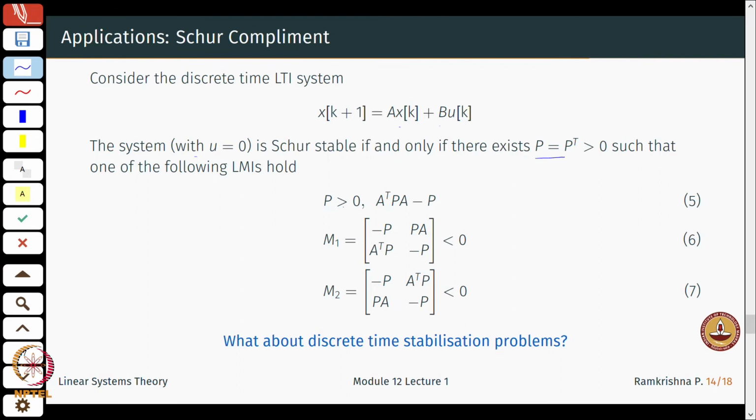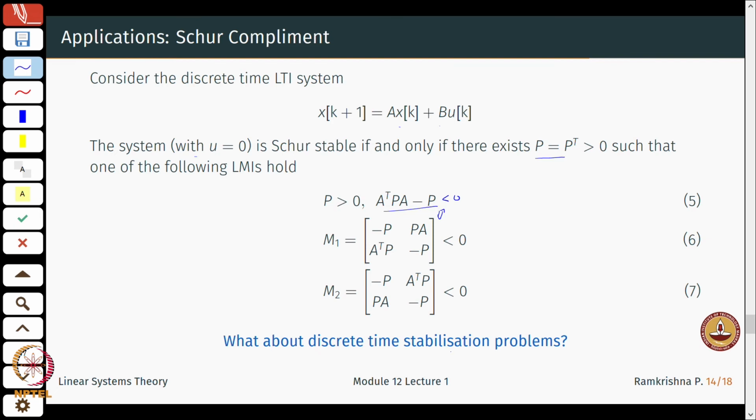So, P is greater than 0, A transpose P A minus P should be less than 0, and these two inequalities. Again, this is a very straightforward consequence of applying the Schur complement, so I will skip the steps, but we will go to the more interesting ones.